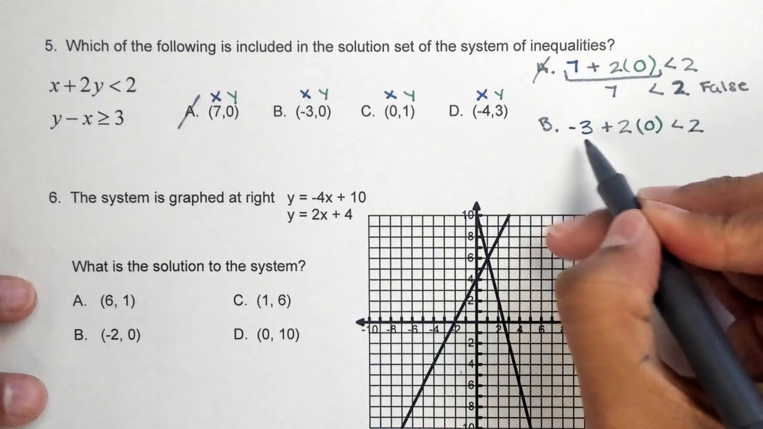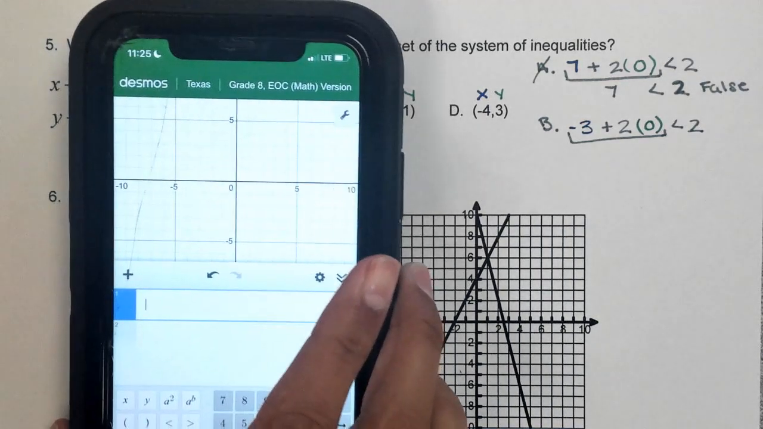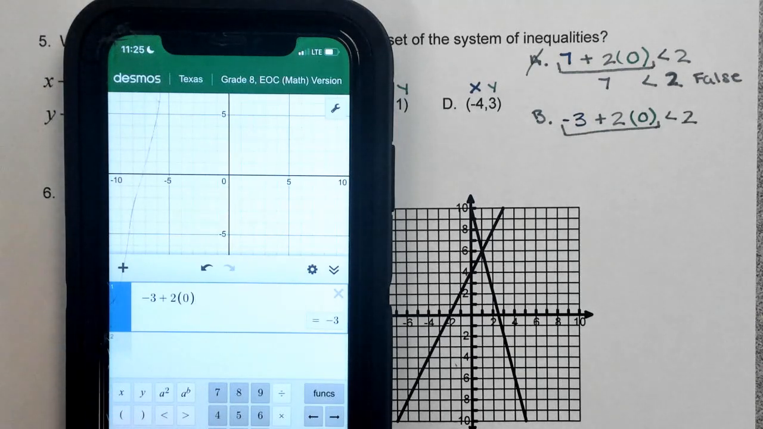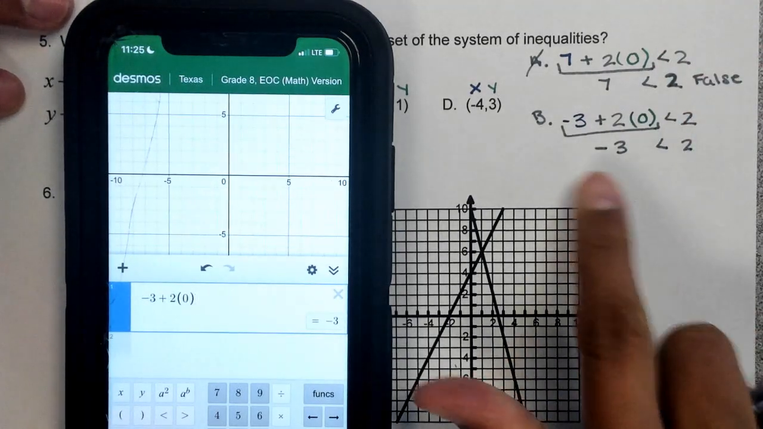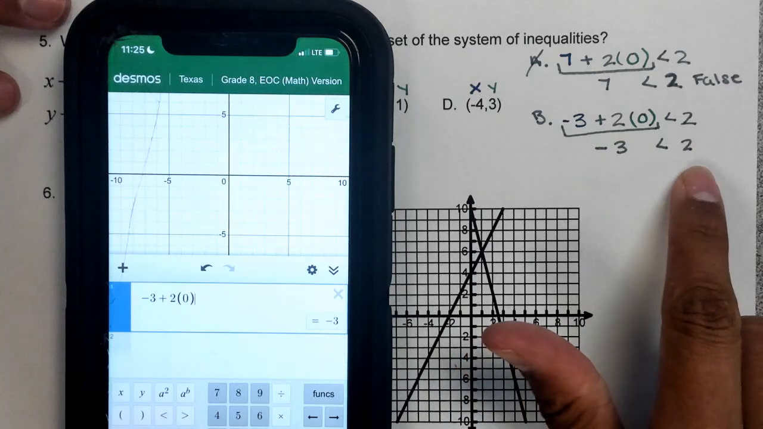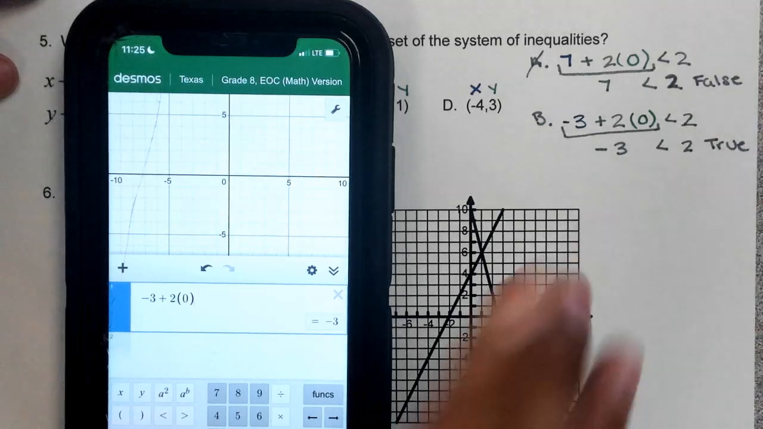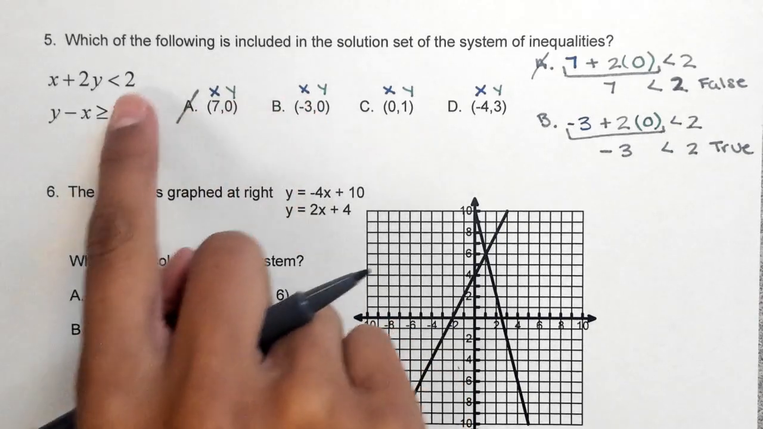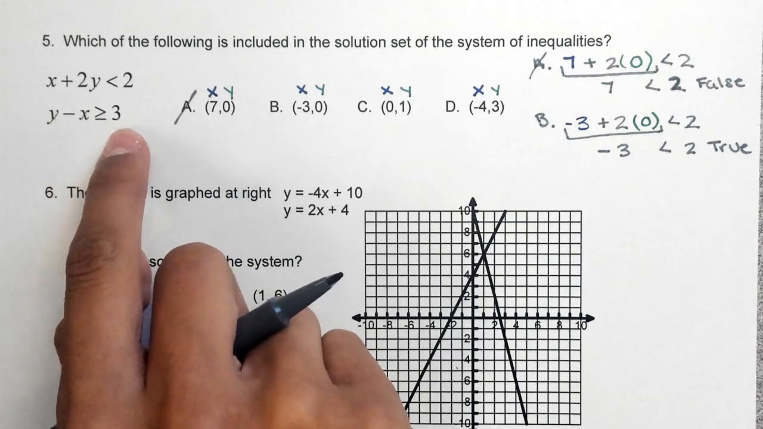So again, we're going to type this first half into Desmos, see what we get. So I have -3 plus 2 parentheses 0 gives me -3 is less than 2. So is -3 less than a positive 2? Yes, it is. So far, that's true. However, this point must satisfy both inequalities. So it's true for the first one. However, we have to make sure it's also true for the second one.